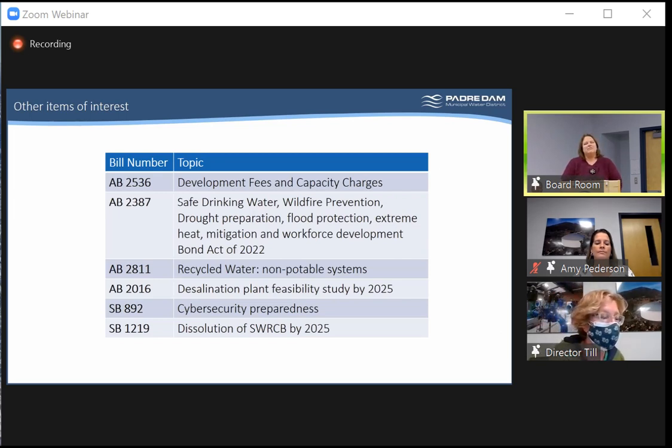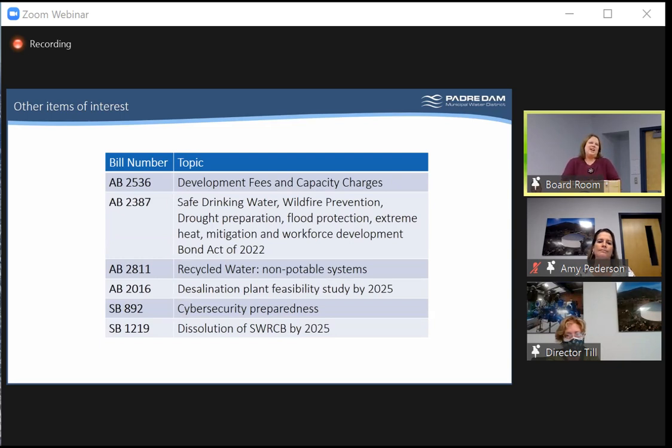AB 2016 is a desalination plant feasibility study that's being proposed to be completed by 2025 to determine what type of desalination projects make the most sense for California in the future. SB 892 requires cybersecurity plans to be developed by all public agencies throughout the state of California.